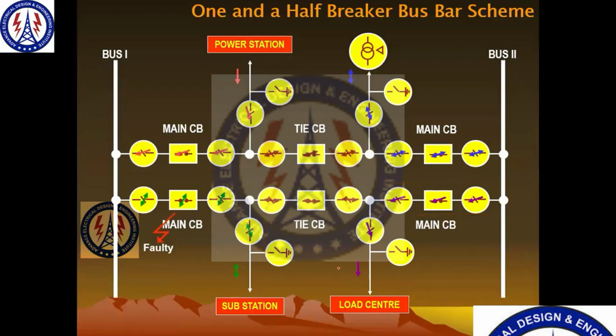Then if you have a fault on this bus, what will happen? Whatever the number of feeders that are connected to this bus, the circuit breaker will be interrupted. And here you can see again all the feeders are in healthy condition. Same way here, like this way the power will flow.